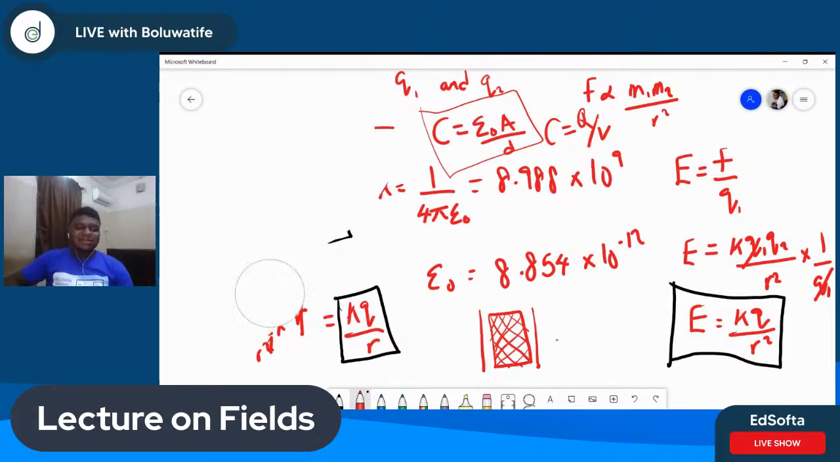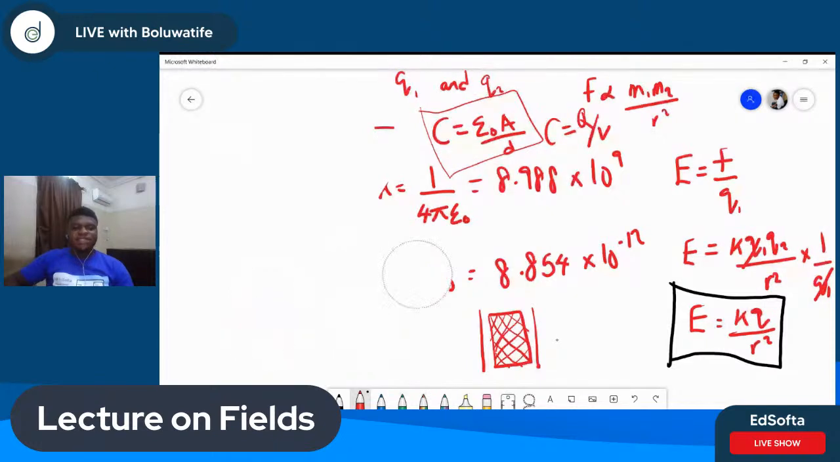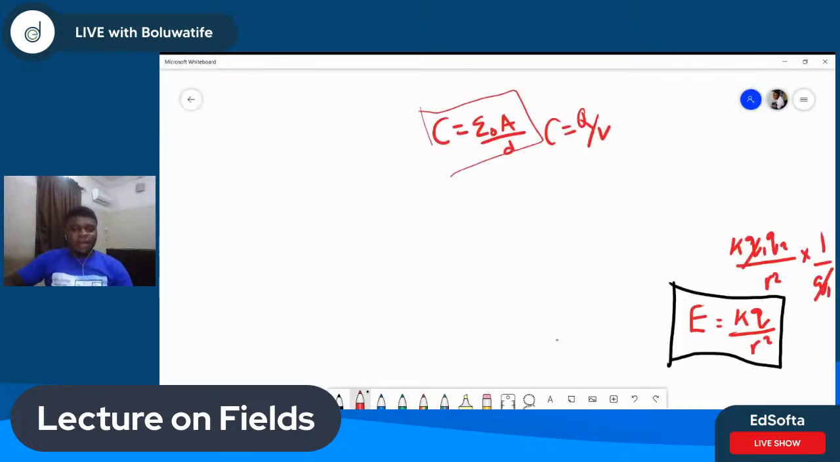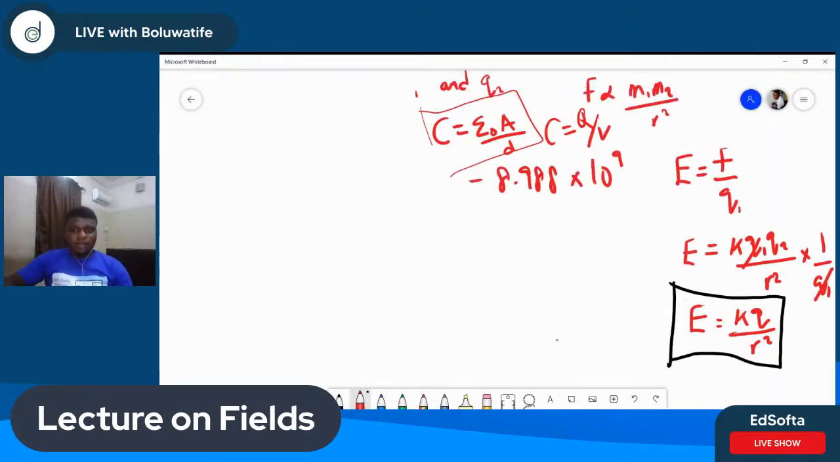Another thing to note is that capacitors can be arranged in series and parallel. The way they are solved is the reverse of resistance.